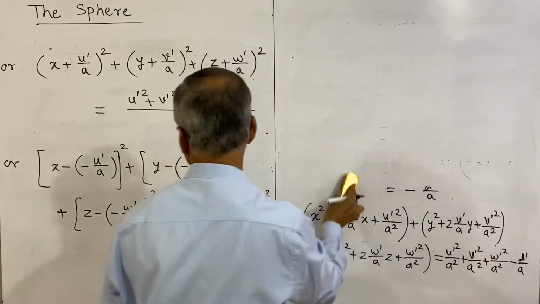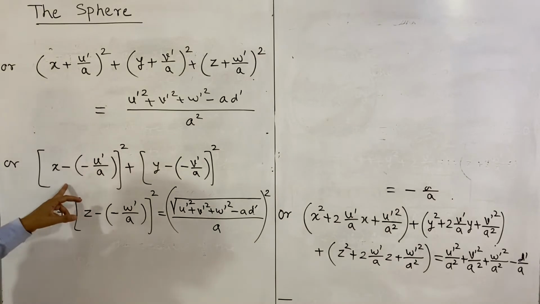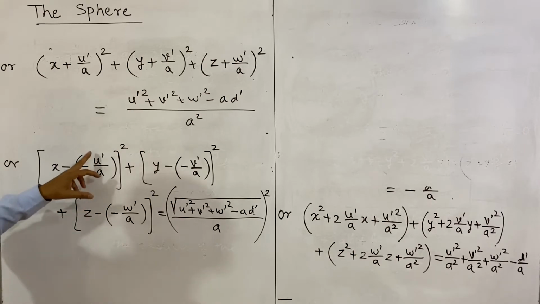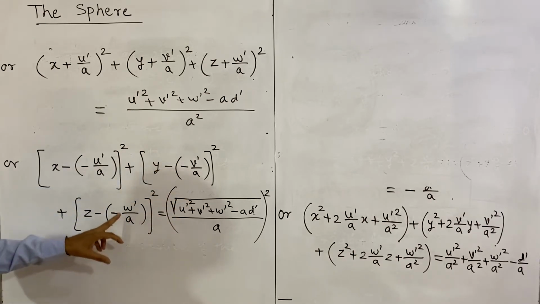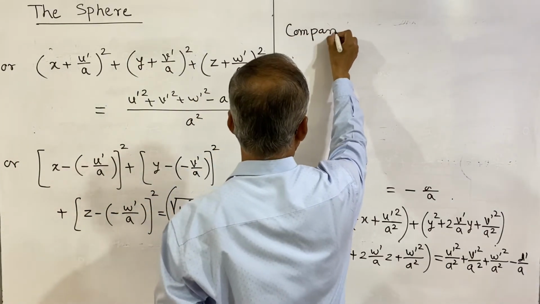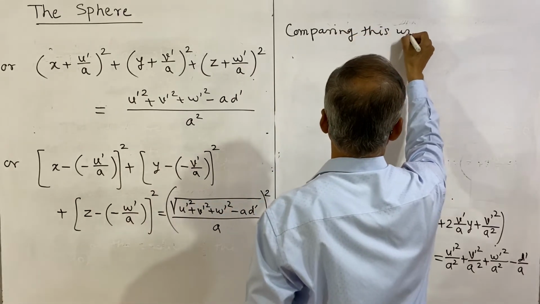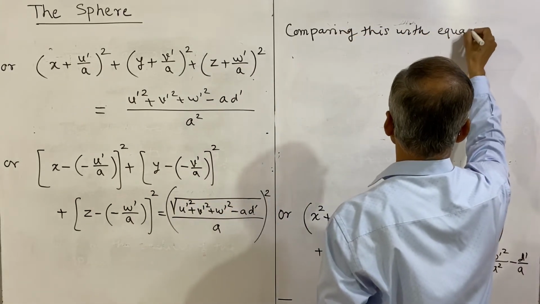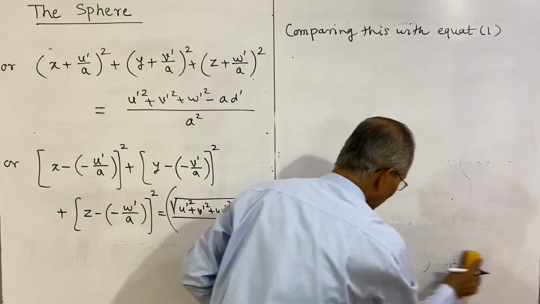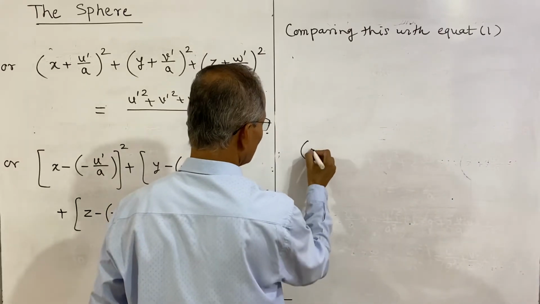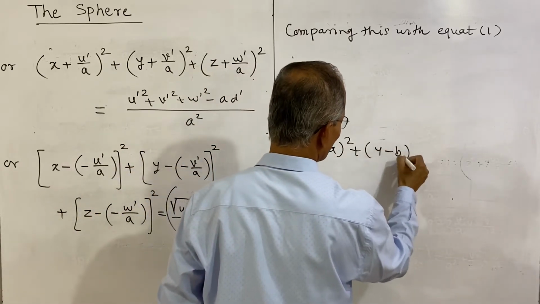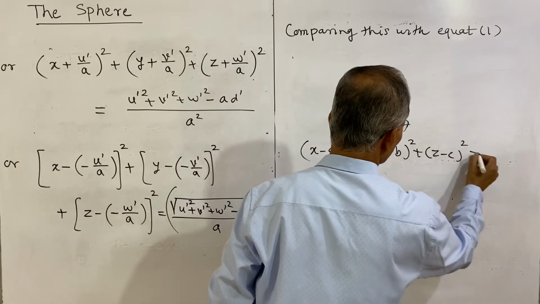What will the left side be? The left side is the square of the distance of the variable point x, y, z from the fixed point minus u prime upon a, minus v prime upon a, minus w prime upon a. So comparing this with equation 1, which is the center radius form. What was equation 1? We have written earlier, that is x minus a whole square plus y minus b whole square plus z minus c whole square is equal to r square.